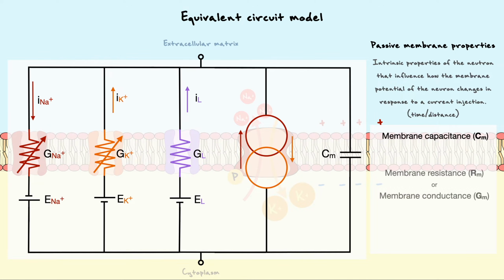The second is the membrane resistance or conductance, depending on how you see it. And the third property is the axial resistance. For the moment, I know that they do not mean much beyond what we have discussed, but as we go through the equations, these properties will become much clearer.